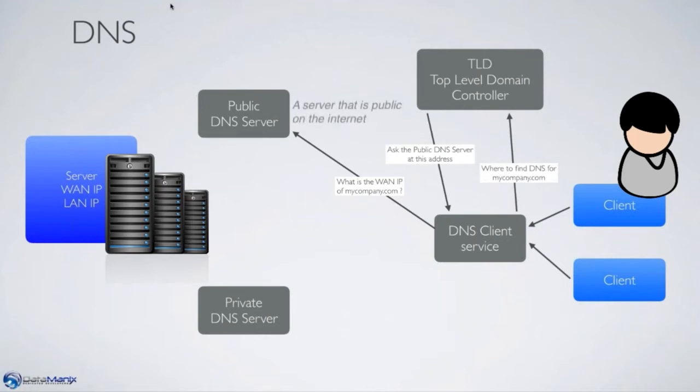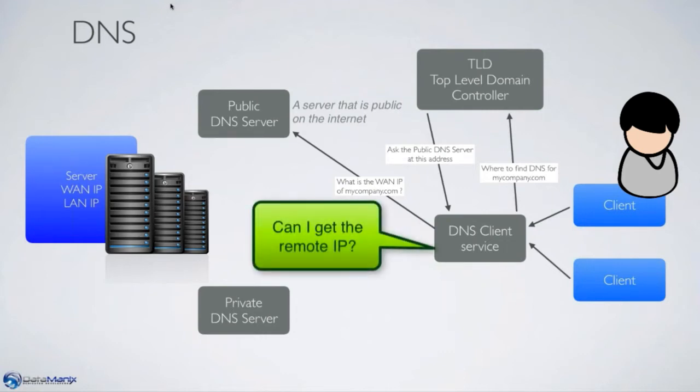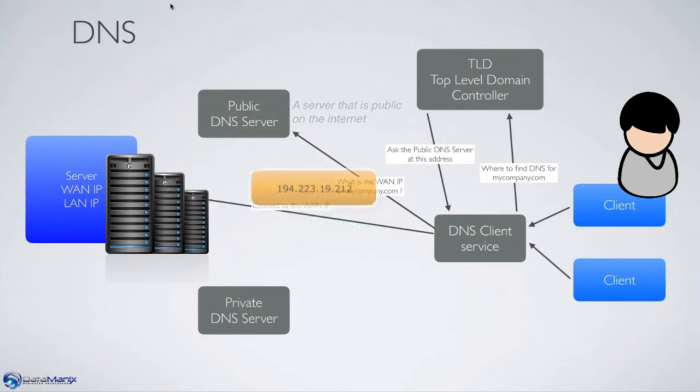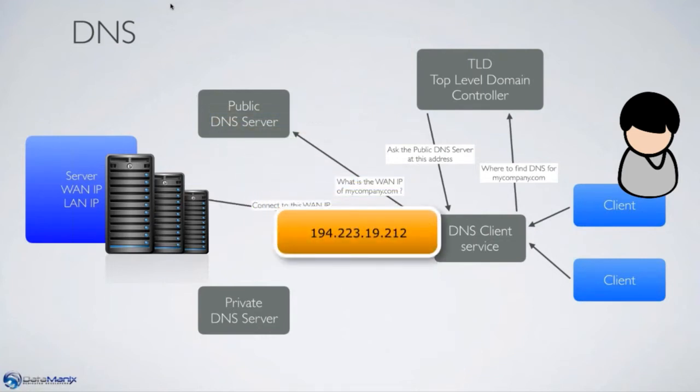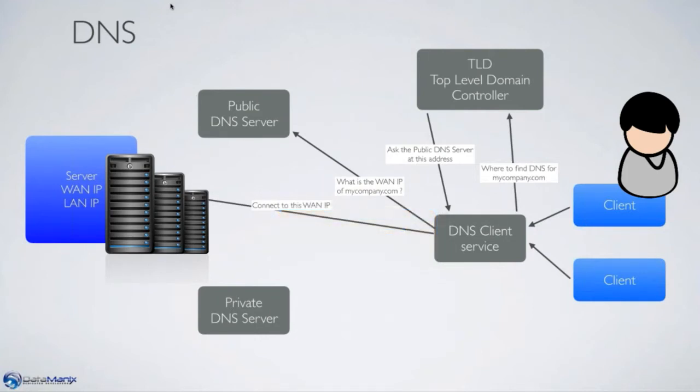And then the client service can ask the public DNS server, what is the WAN IP of mycompany.com? And then it gets a response with the IP address, so the client can connect to the WAN IP. So these are the basic steps for connecting to a server via domain name.